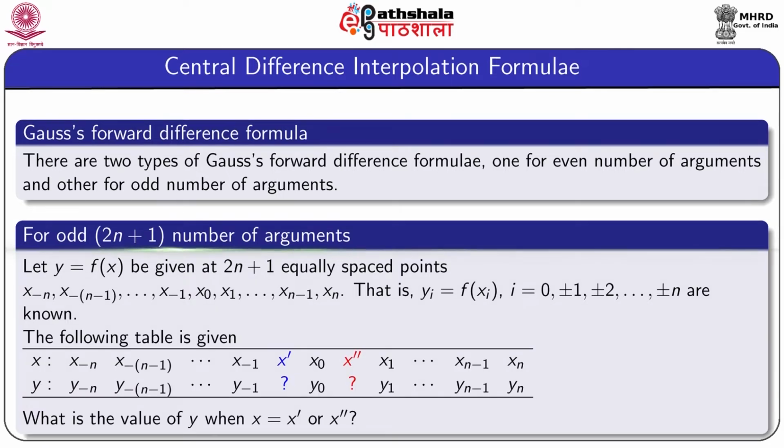Alternately, we can state the problem as this one. The following table is given. In this table, x 0 is the middle point and the right hand side contains n points and also the left hand side contains n points. But the problem is to find the value of y when x equal to x dash or x double dash, that one is available near the middle point x 0. That means, we have to calculate the value of y when the argument is very close to the middle point x 0, or the argument should be present in the middle of the table.